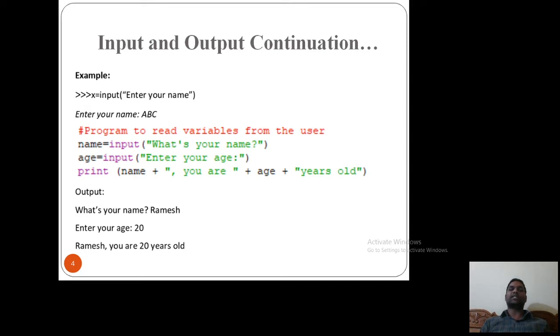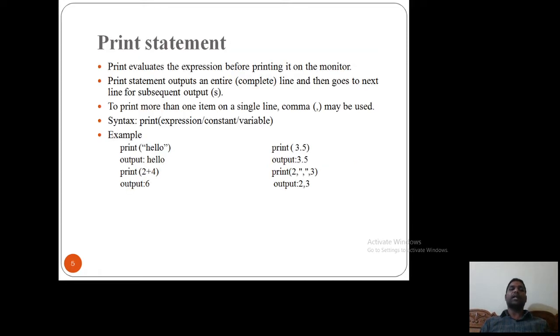Now we will move to the next slide. So here it's a print statement. The slide will explain what the print statement can do. The print statement outputs an entire line and then goes to the next line for subsequent output. So that means it will print the entire line of text, whatever you have included in between the parentheses of the print function. So it will print the output to the monitor.